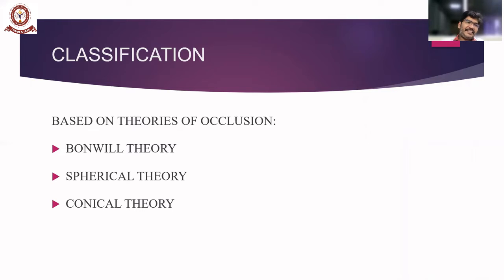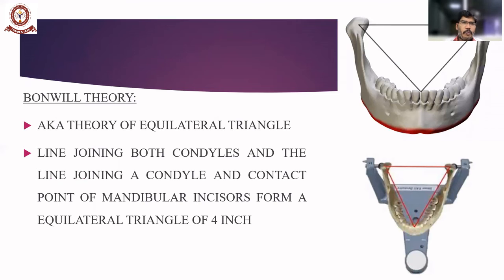Now we come to the classification of articulators. The articulators can be classified into various types based on various conditions. The first thing, based on the theories of occlusion. It can be Bonwill theory or equilateral triangle theory, or spherical theory and conical theory. Bonwill theory is also called as theory of equilateral triangle. The equilateral triangle is like joining both the condyles, and the line joining condyle and the contact point of mandibular incisors form an equilateral triangle of 4 inches.